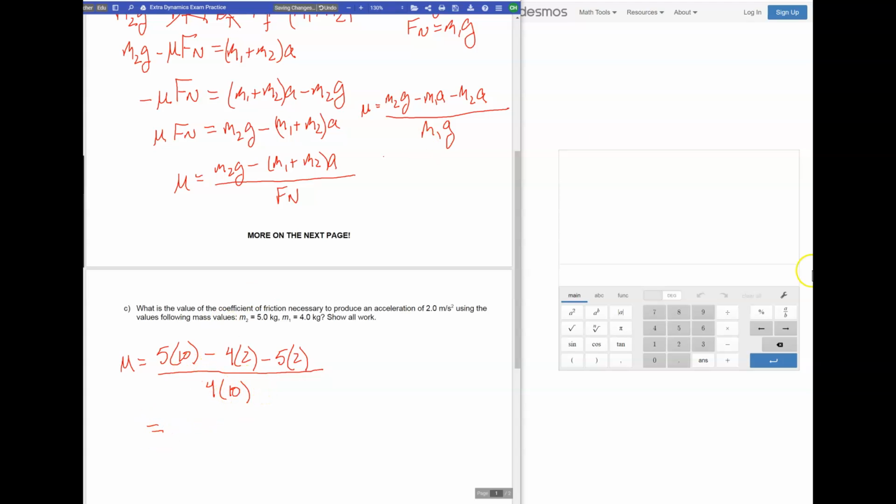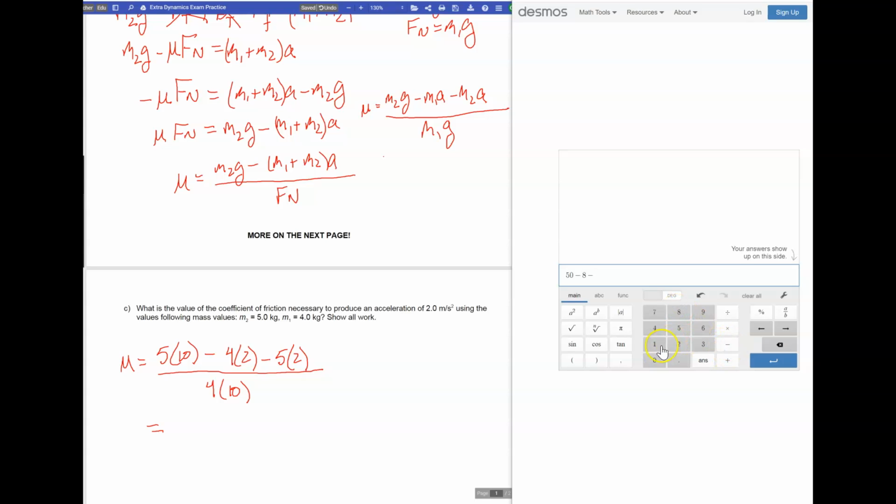I'm going to use my calculator over here. So I've got Desmos set up. So I've got 50, and I've got to turn my numlock on here. So this would be 50. And then I'm going to subtract 4 times 2 is 8, minus 10. And I get an answer, and that answer is 32. And I'm going to take 32 divided by 40. Oops, I still don't have my numlock on. 32, there we go, divided by 40, and that gives me 0.8.